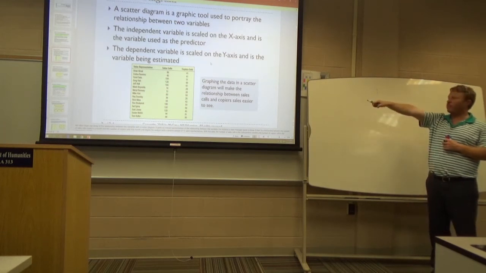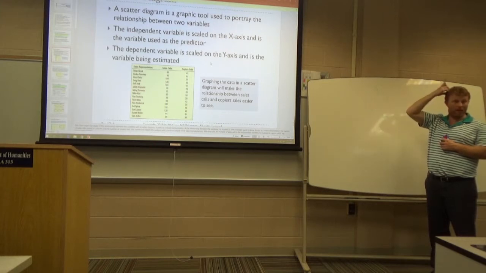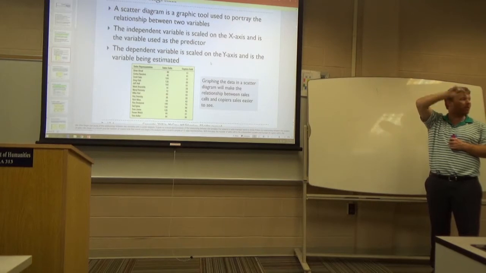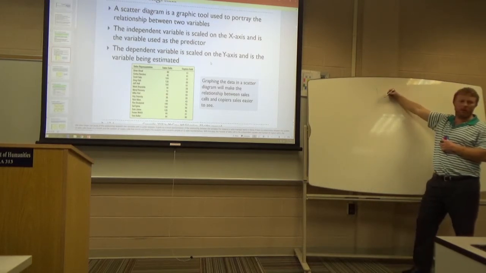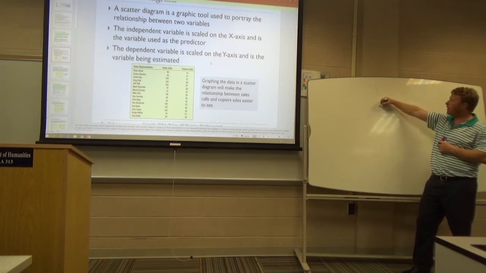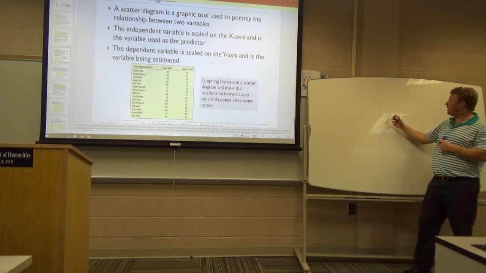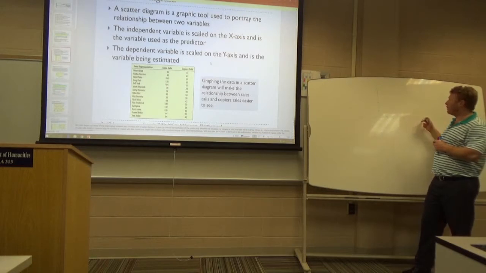So again, in this case, which is the independent variable? The number of calls they make, because the number of copiers sold depends on the number of calls they make. So where would the number of copiers sold go? On the Y axis, right here, wouldn't it? And the number of sales calls would go here, wouldn't it?